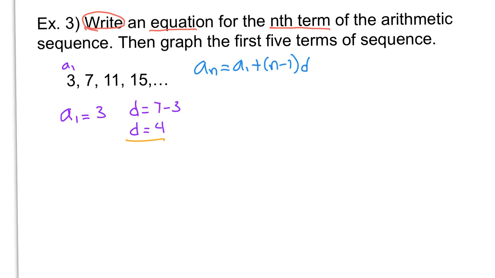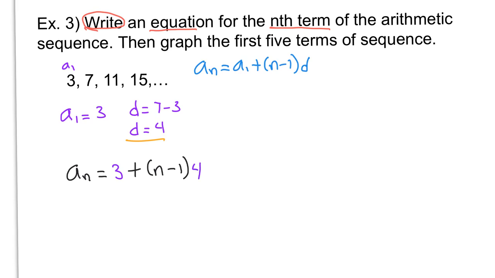All we're going to do is substitute the values, not the n, because we are not looking for a specific term. So n is going to be just n, but we are going to substitute a sub 1 and the common difference. When I substitute, I have a sub n equals a sub 1, which is 3, plus the quantity n minus 1, and my common difference is 4.